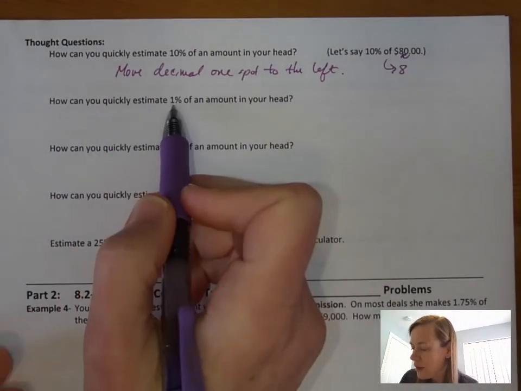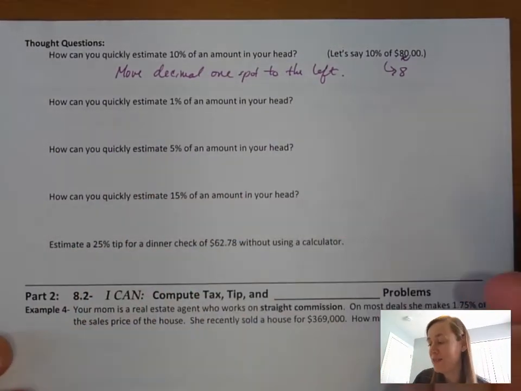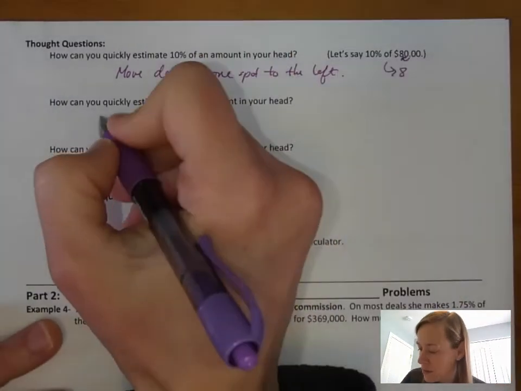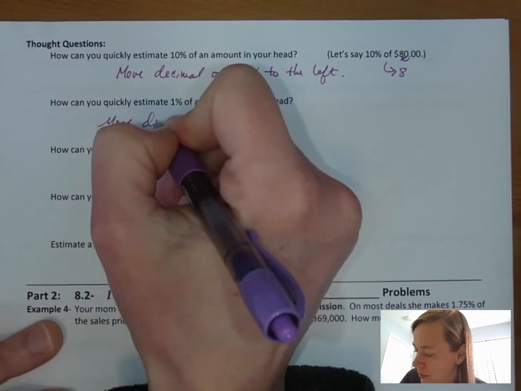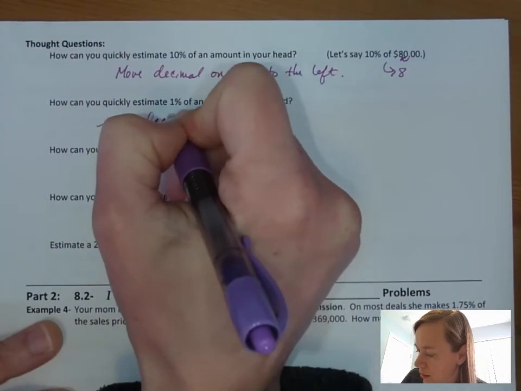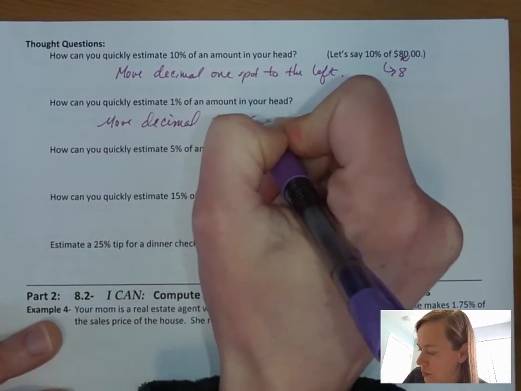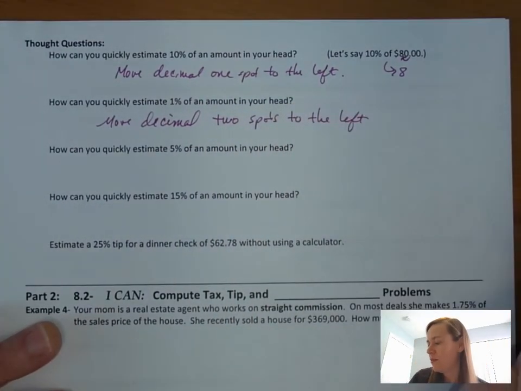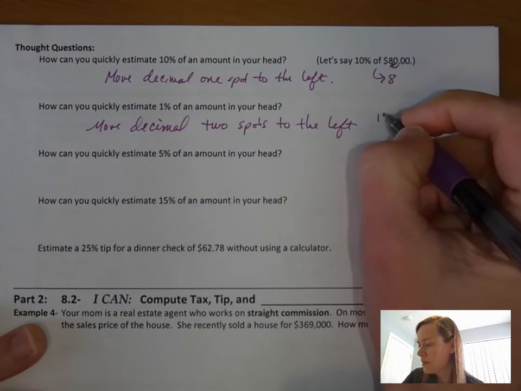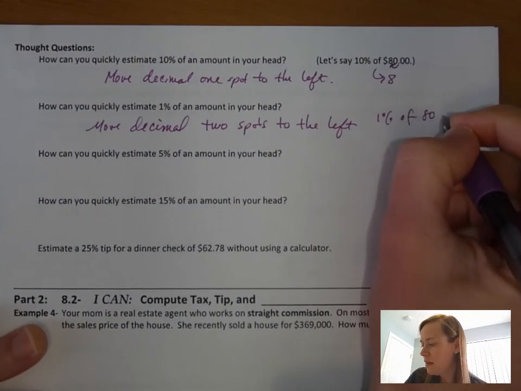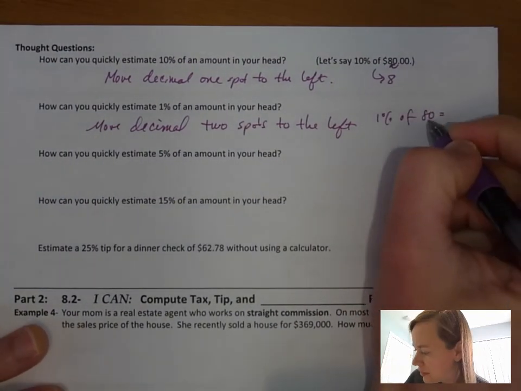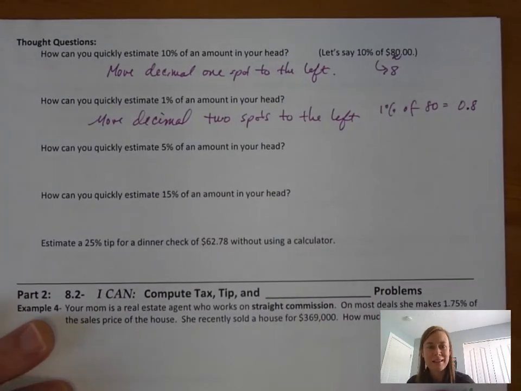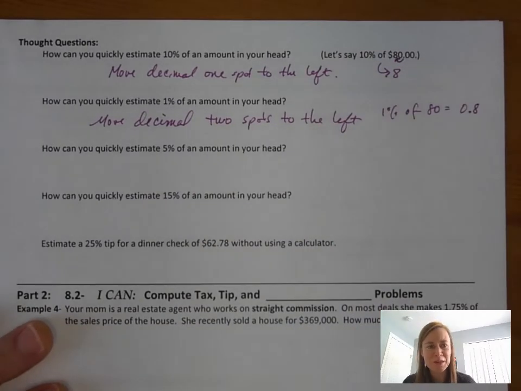How can you quickly estimate 1% of an amount in your head? Okay, so instead of going one spot to the left, you're going to go 2 spaces to the left. So move decimal 2 spots to the left. Okay, so 1% of 80 would equal, let's see, move that 2 spaces, 0.8. Okay, that's getting messy. I'm so sorry, guys, but hopefully you can read it.